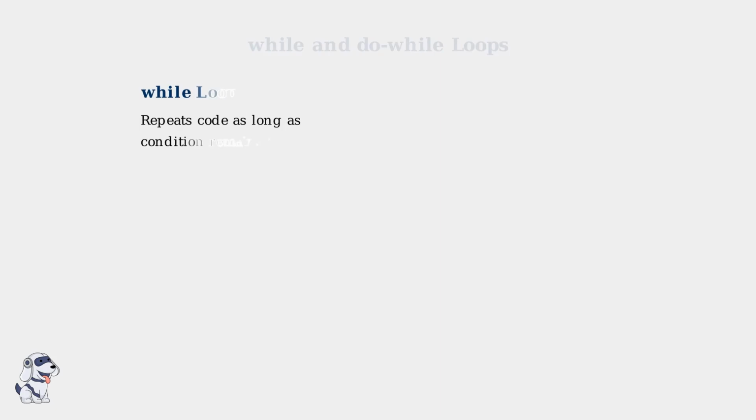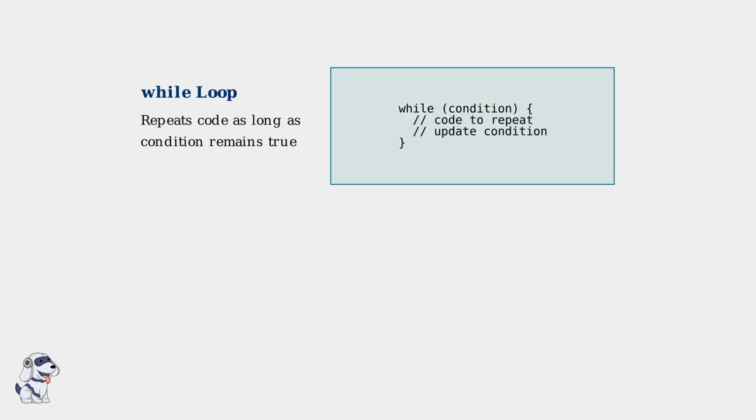The while loop is a fundamental control structure that repeats a block of code as long as a specified condition remains true. The condition is checked before each iteration, which means the loop may not execute at all if the condition is initially false. The syntax of a while loop is straightforward.